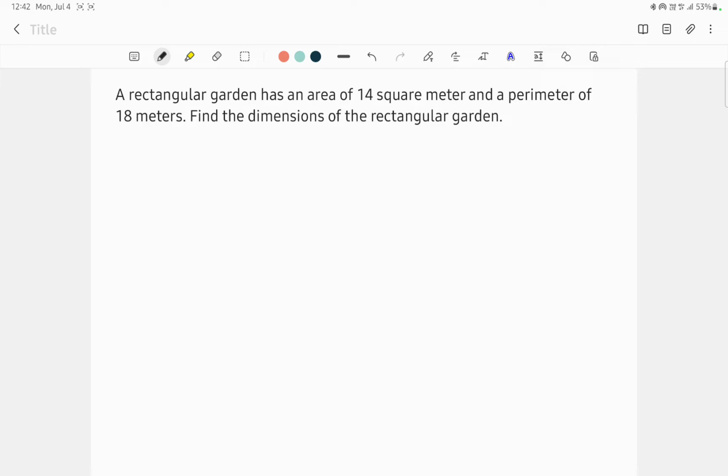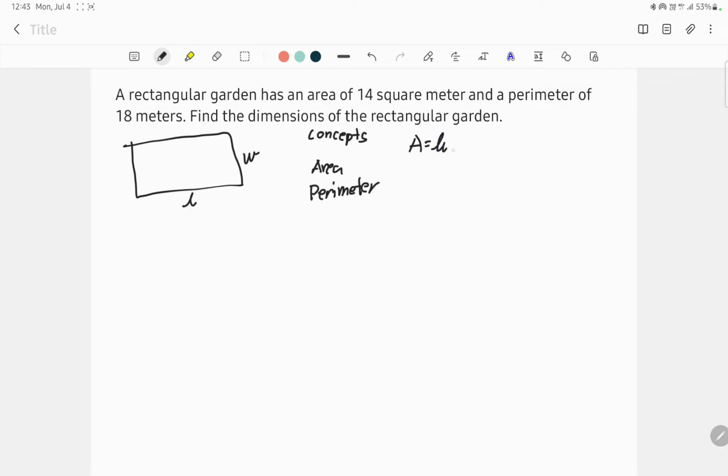So let's have some visualization in this problem. So we have a rectangle. Technically this is your length and this is your width. And then there are concepts that you need to work out. There are two concepts. The first one is area, and the other one is perimeter. Now, when we talk about a rectangle, area would be equal to length times width, while the perimeter would be equal to 2 times the sum of the length plus width.